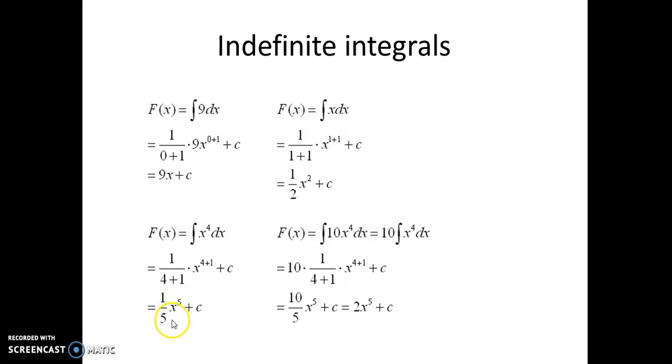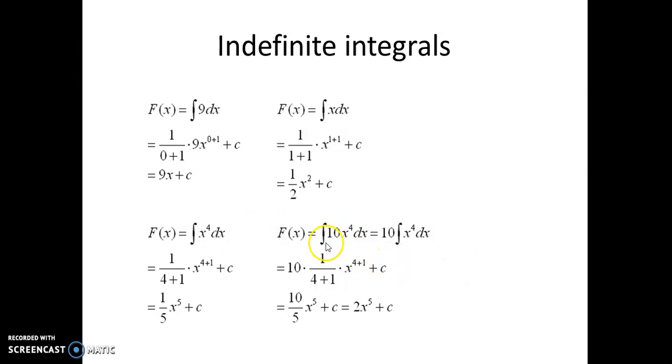And again, if you were to check this, 5 times a fifth is 1. X raised to the power of 5 minus 1 is going to give me 4. So I just have x to the power of 4. If I differentiate that, I get what is over there. So you can always check your work with indefinite integrals.